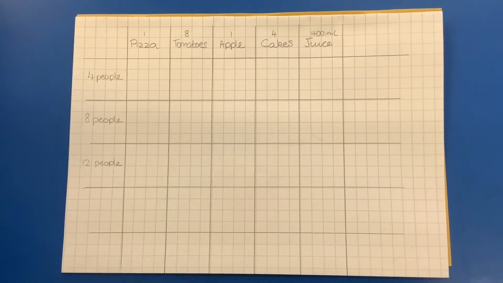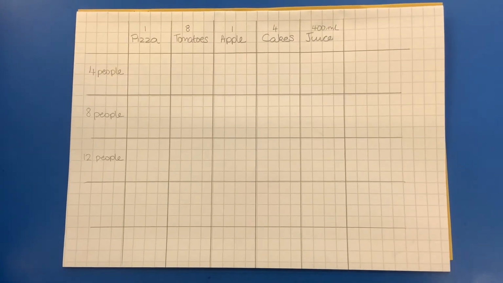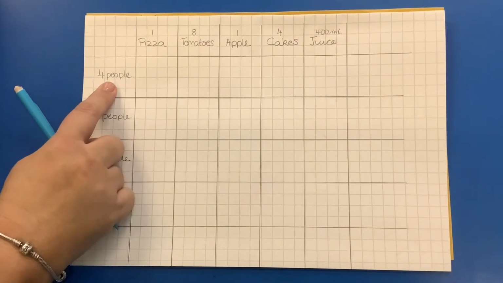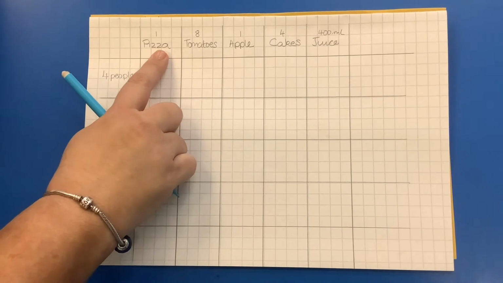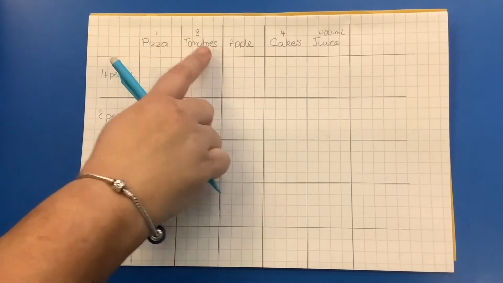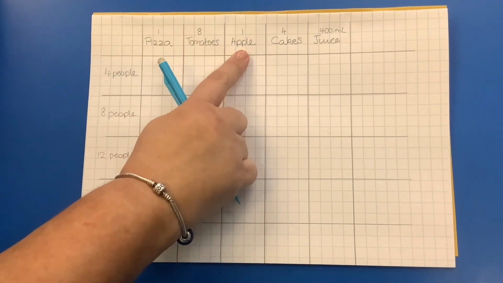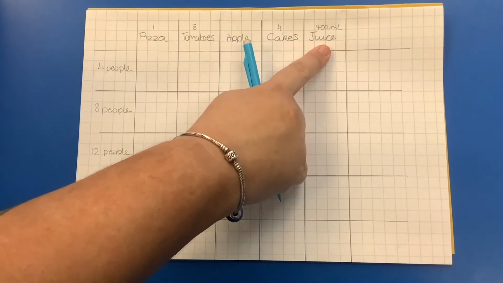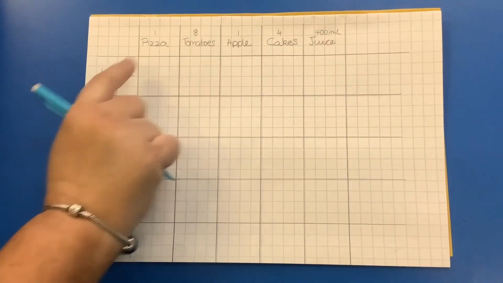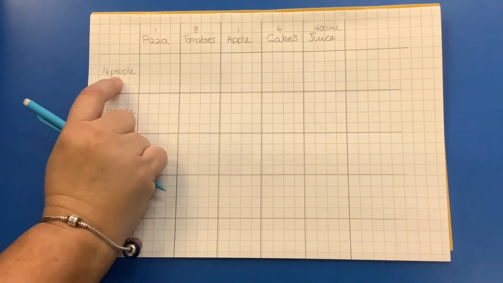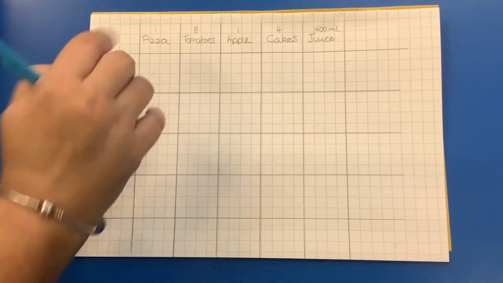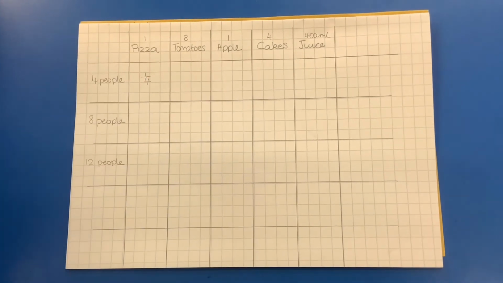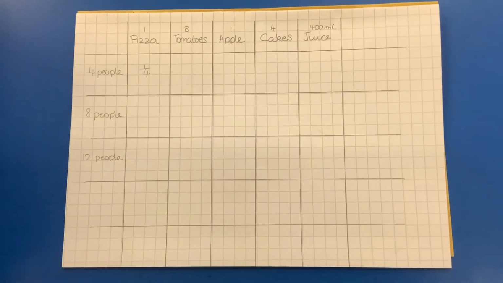So now that I've shared my feast, I've made a table here to say how much 4 people would have had. And at the top I've written what I had. So I had 1 pizza, 8 tomatoes, 1 apple, 4 cakes, and 400 millilitres of juice. So when I shared it between my 4 Lego people, the pizza, they got 1/4, didn't they? So you're going to write in there 1/4. They got 1/4 of the pizza.